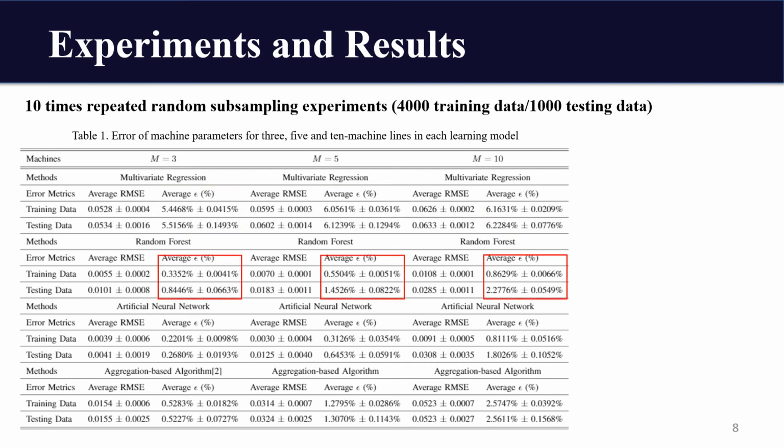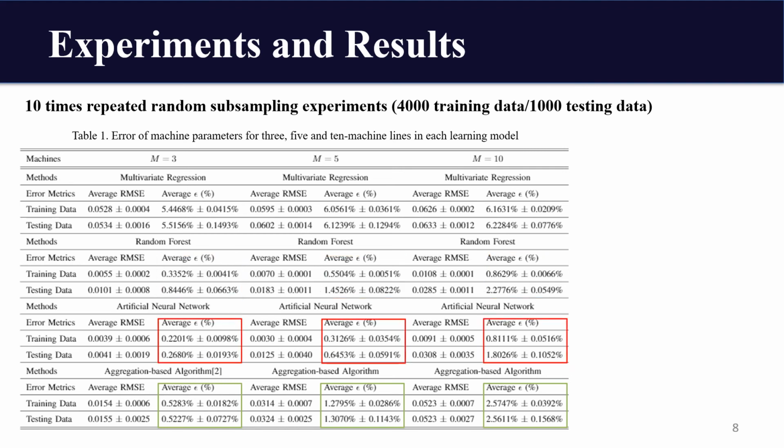Then, the estimation error of random forest is close to the aggregation-based algorithm. Random forest can avoid the overfitting issue even though all variables are included in the model. However, it cannot give a precise, continuous estimation, which causes the testing error to be significantly higher than the training error. Finally, the artificial neural network gives the best estimation because it can learn the nonlinear relationship between the input and output very well and performs better in generalizing the model to the testing data.